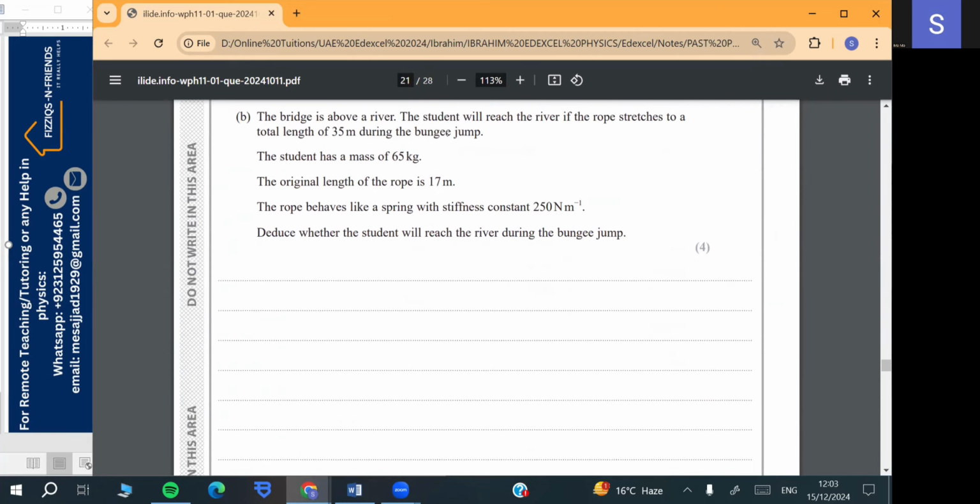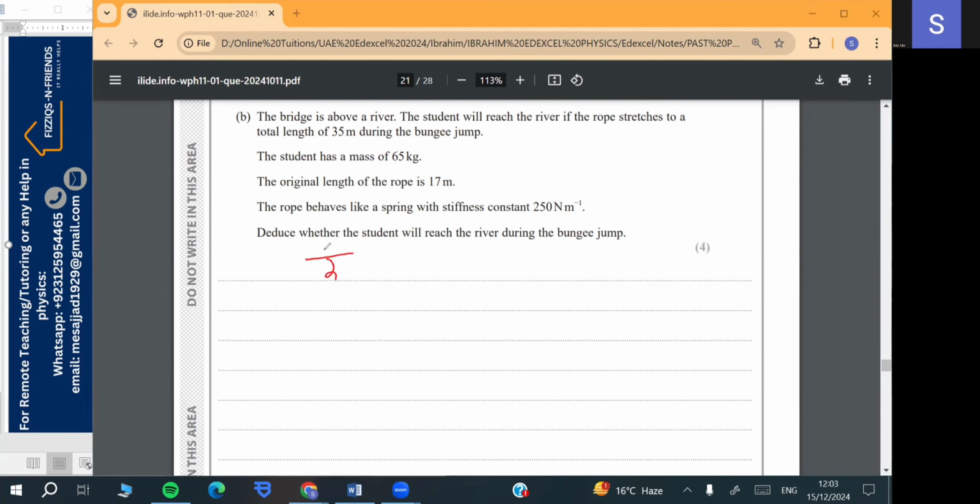The bridge is above a river. The student will reach the river if the rope stretches to the total length of 35 meters during the bungee jump. The student has a mass of 65 kg. The original length of the rope is 17 meters. The rope behaves like a spring with a stiffness constant of 250 newtons per meter. So deduce whether the student will reach the river during the bungee jump or not.